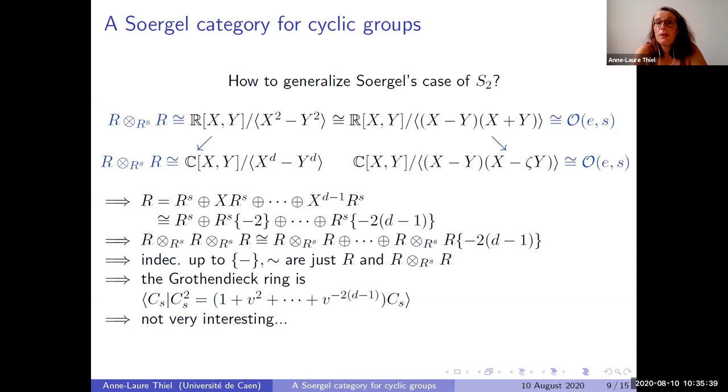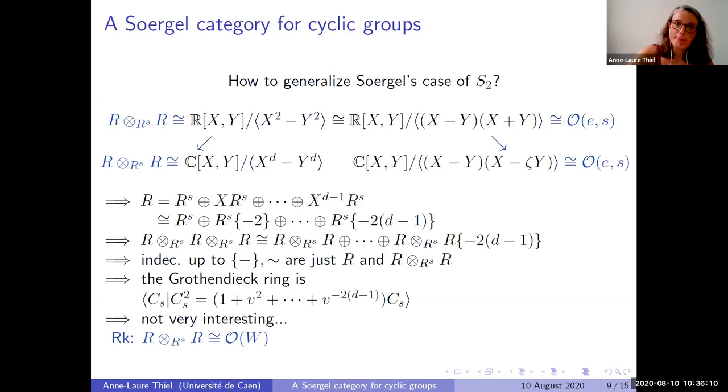And so let's look at what happens if I take as generating bimodule O of E_S in the cyclic case. Just before that, let's remark who this guy is in the cyclic case, this R tensor R over R^S, if it's not O of E_S. Actually, it's the ring of regular functions with support the whole group. Very good.